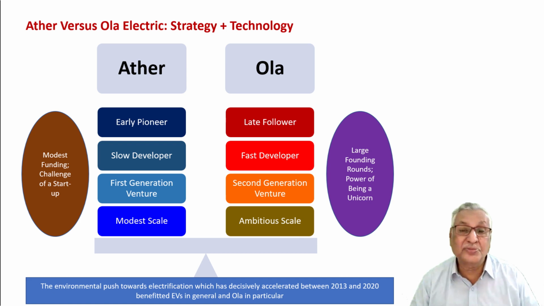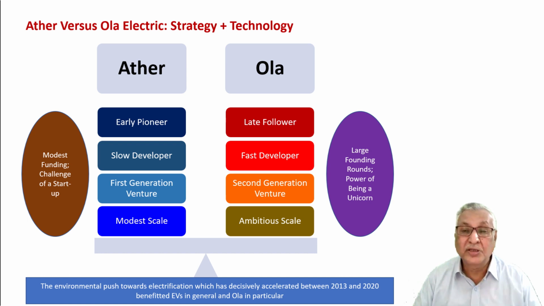Ola, on the other hand, has been a late follower. It came 5 years after Ather, but it came aggressively. It has been a fast developer. It is a second generation venture, because the first generation venture is the ride handling Ola company, and it has come up with an ambitious scale, large funding rounds, and the power of being a unicorn. The environmental push for electrification has decisively accelerated between 2013 and 2020. It has benefited all the electric vehicles in general, but Ola in particular.